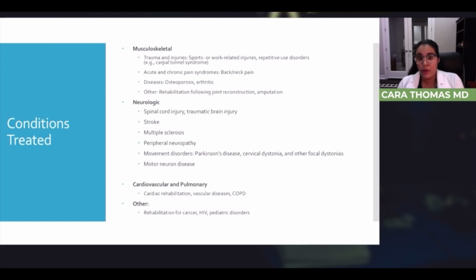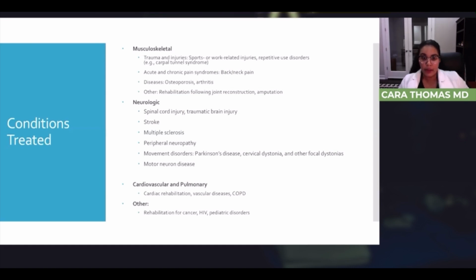If you're a sports medicine doctor or a sports and spine doctor, you may treat sports-related injuries on the college level, on the professional level, or just your everyday Joe who comes in with things like back pain, neck pain, knee pain, carpal tunnel. We see patients after reconstructive surgery or knee replacements, hip replacements, amputations from things like vascular disease or diabetes. So we help them get back to function as much as they can.